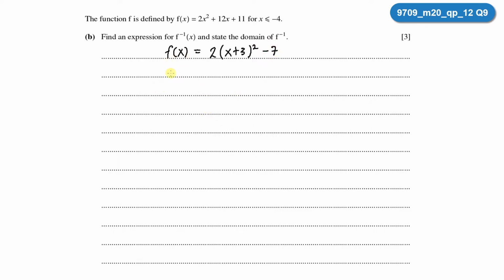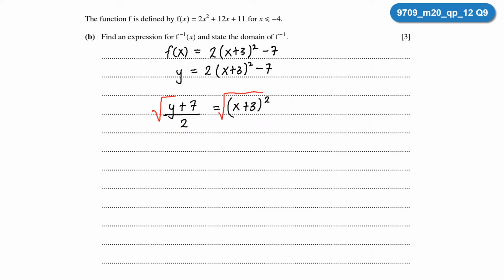So to get the inverse, I'll write it as y is equal to 2 of x plus 3 squared minus 7. And I'll make x the subject. So I'll add 7 to both sides. It becomes y plus 7 here. Then divide both sides by 2. So I have a 2 here. So now I have 2x plus 3 squared left on the right side. Then I will square root both sides.